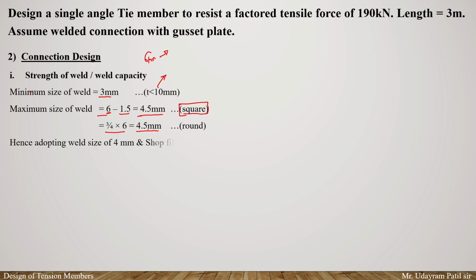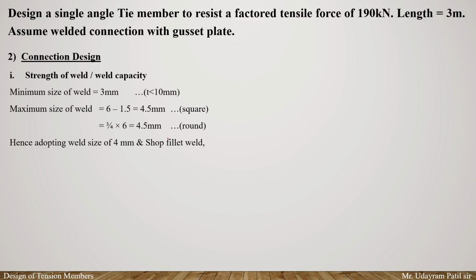Therefore, here we are adopting the weld size of 4 mm, and also the shop fillet weld. Again, it is not given whether it is the fillet weld, the shop fillet weld or the butt weld, but here we are again assuming that whichever fillet weld it is, it is the shop fillet weld. It is welded at the shop rather than the field. Therefore the safety factor will be equal to 1.25 rather than 1.5. So we have selected the weld size.